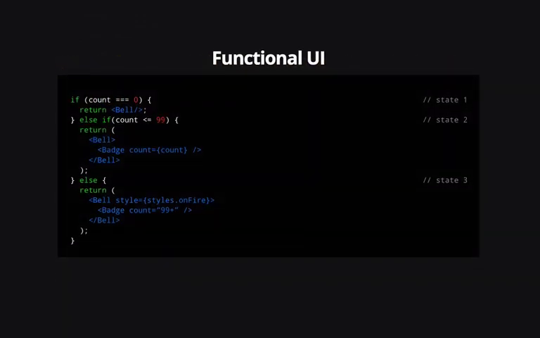So what we would like is some kind of functional UI, rather than saying, here's how you transition between these states, and then checking what state you're in step by step. Here what you do is you just define the condition for each state. So there's 3 states, there are 3 branches. If the count is 0, you just render the bell. If it's less than or equal to 99, you render the bell with the badge showing that number. If it's not matching either of those conditions, then you render the bell on fire and have a badge that indicates 99 plus, right? So this seems like pretty nice if we could get this.